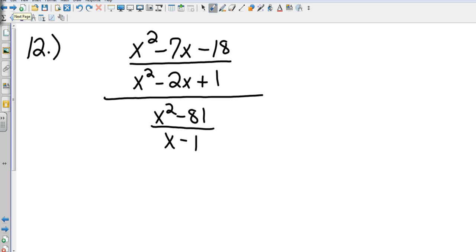Okay. Number 12 is one of our complex fractions. Okay, fraction within a fraction. There are 3 expressions there that I can factor. So 3 out of the 4 of those you will need to factor before you can do any canceling.